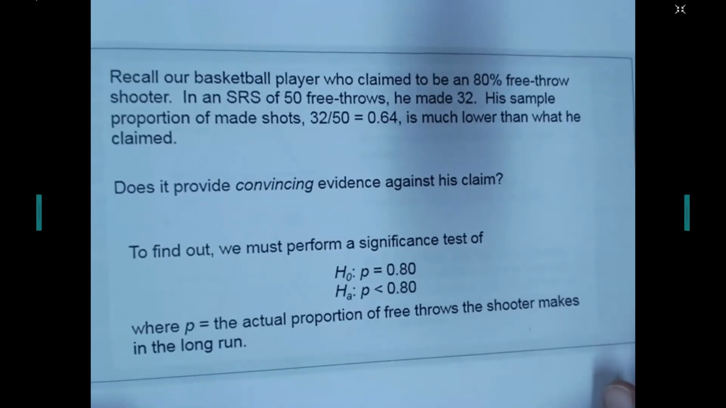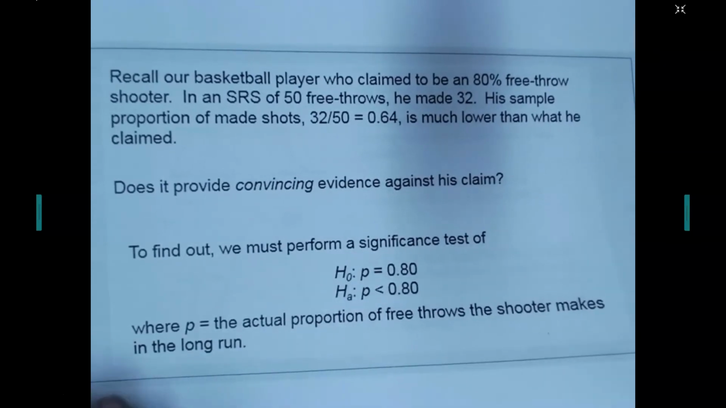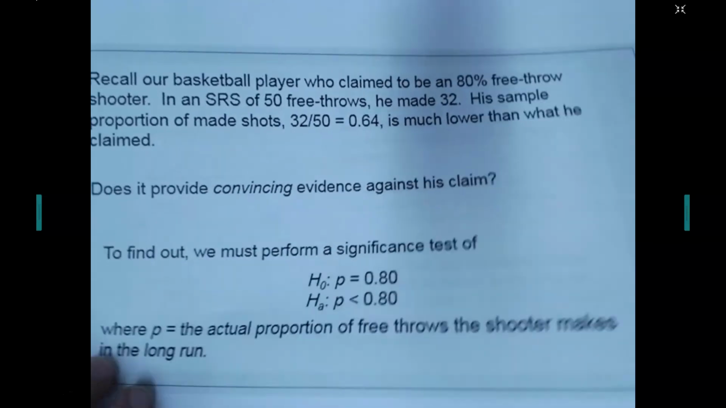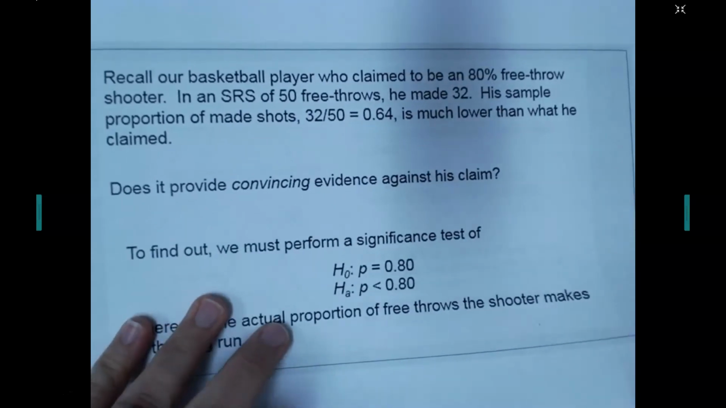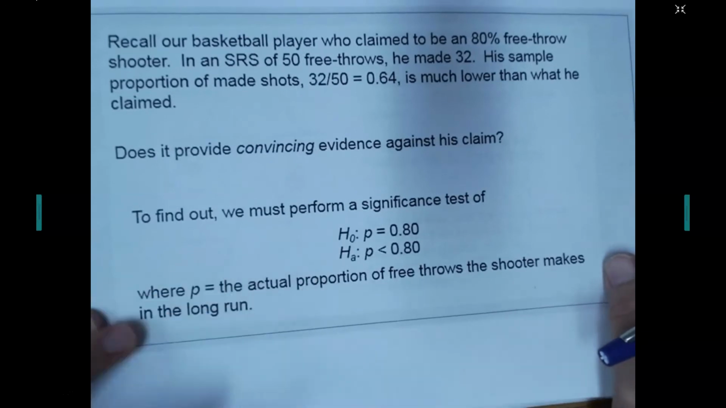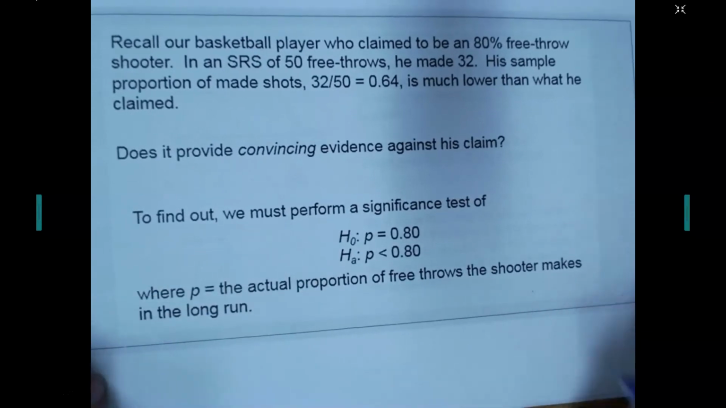We're going to run a significance test on something we started in the last section. It says, recall our basketball player who claimed to be an 80% free throw shooter. In a simple random sample of 50 free throws, he made 32. His sample proportion of made shots, 32 out of 50, which is 0.64, is much lower than what he claimed. But does it provide convincing evidence against his claim?